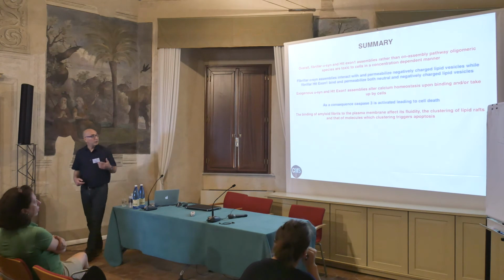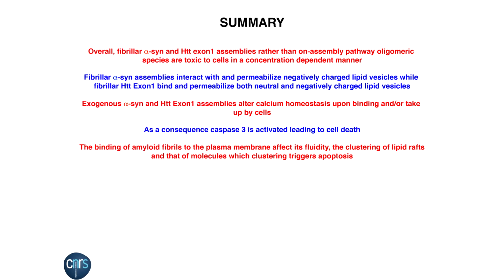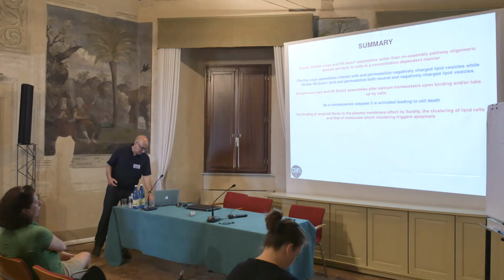So to summarize this part, we think that it's the fibrillar form of these assemblies that are most toxic. This doesn't mean that oligomers are not toxic. We think that they are toxic because they permeabilize the membrane, they have some specificity, they alter the calcium homeostasis, and this leads to cell death.